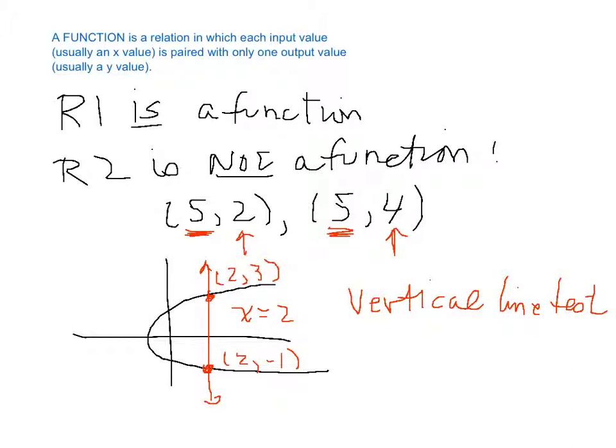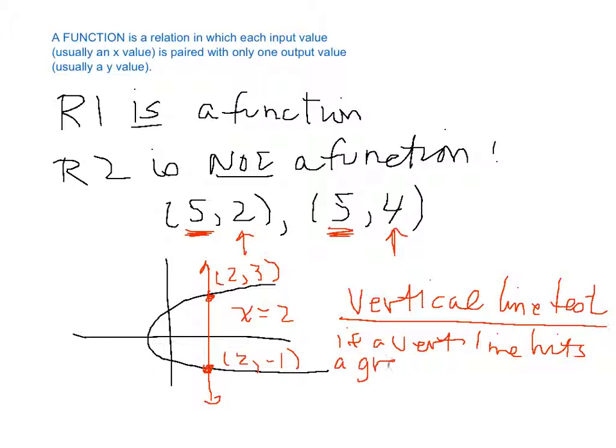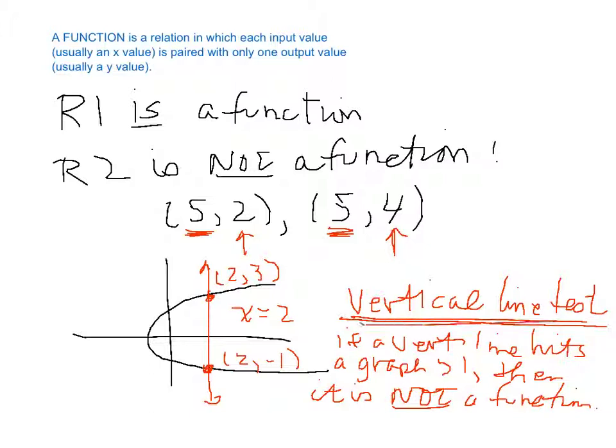So this can't be a function, because the same x value, namely 2, is being paired with, or matched up with, two different y values. So the vertical line test says if a vertical line hits a graph more than once, then it is not a function. So a very easy visual way to see when a graph is a function or not.